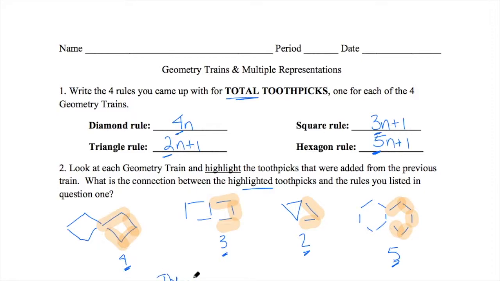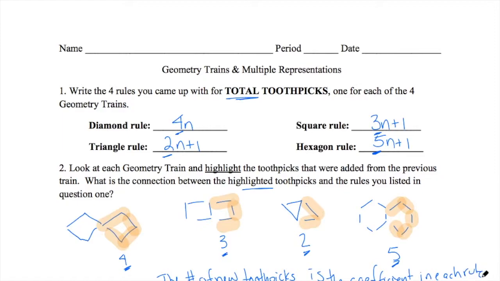The number of new toothpicks is the vocab word from before, coefficient, in each rule.